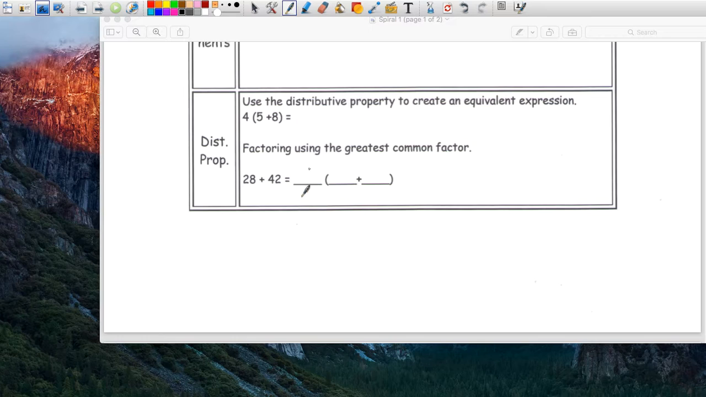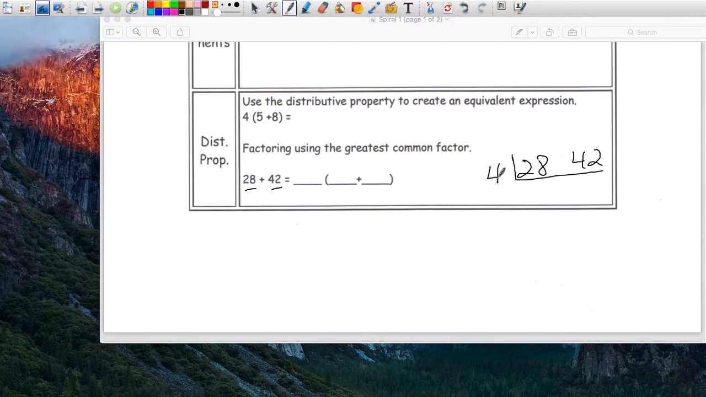Now this one, remember when we did it in class? We want to go backwards. We have to factor out. So think of a number, all the possibilities. What number outside can be multiplied by these two numbers inside to give us this? So we're almost going backwards. If you remember, you can use the ladder method. It comes in very handy for this. Here's your 28, here's 42.